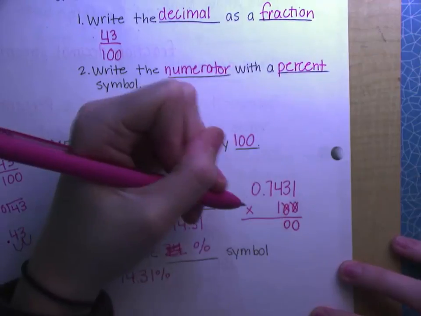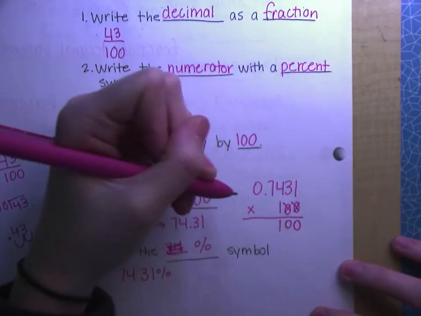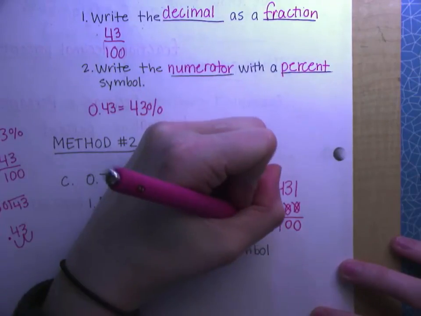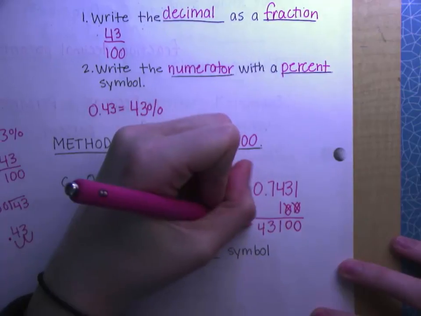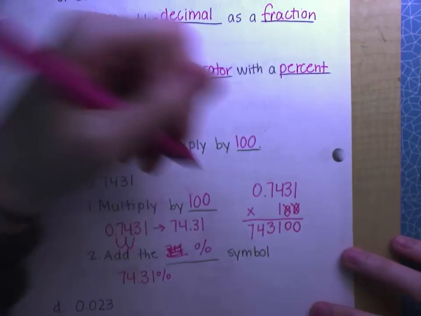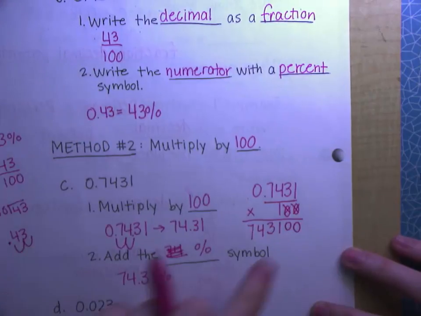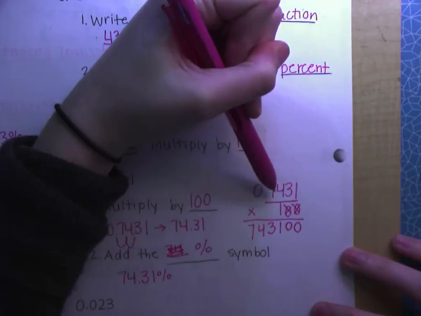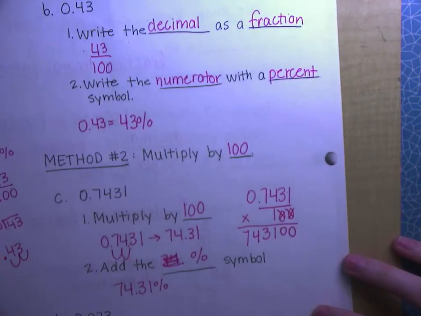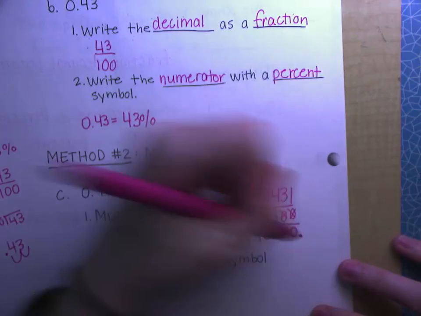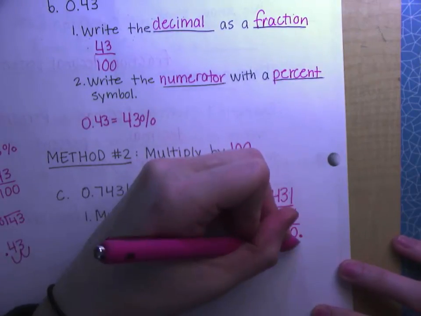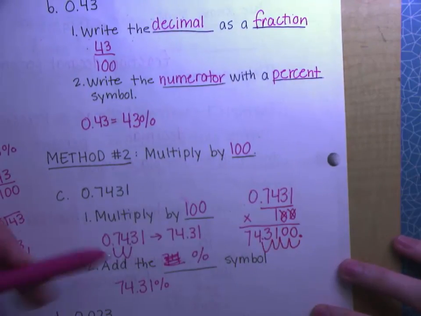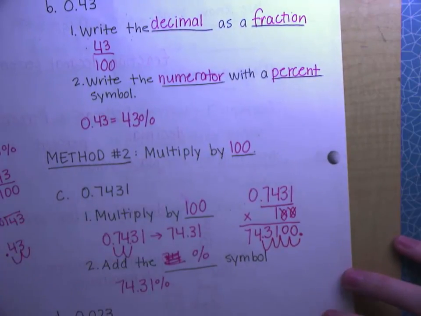So 1 times 1 would give me 1. 3 times 1 would give me 3. 4 times 1 would give me 4. And 7 times 1 would give me 7. Now you have to remember, you have to add that decimal back, and you have to see how many numbers are behind the decimal. Okay, so if I count, I've got 1, 2, 3, 4 numbers behind the decimal. So I start at the end, and I move it 4 times to the left. So I go 1, 2, 3, 4, and you can see that I end up in the same place I did here. So that works.